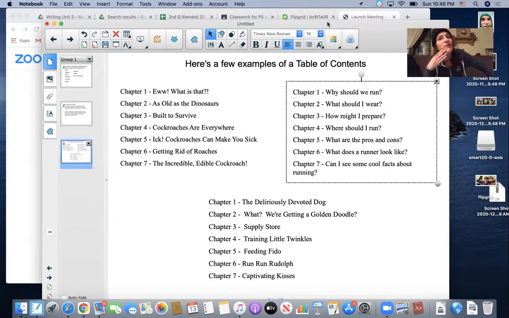I want you to come up with at least 5. If you cannot come up with 5 things that you think you know a lot about one of your topics, then maybe you don't know enough about it to actually write a nonfiction book. Because remember, this is going to be you as the expert with very little research, if any at all.